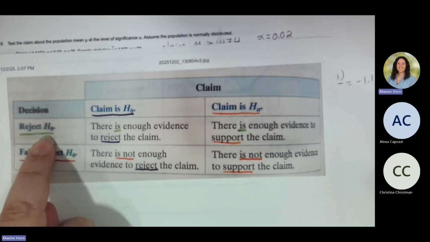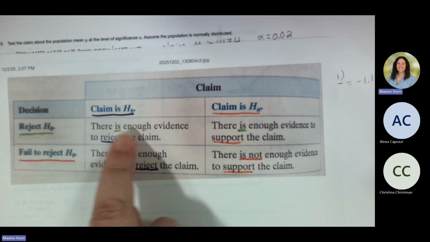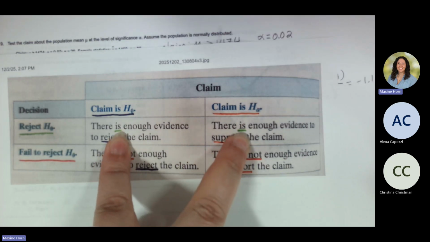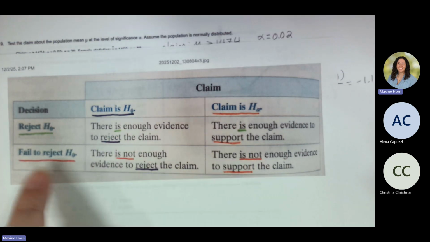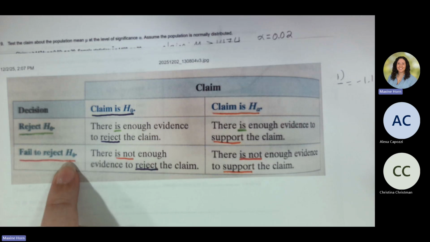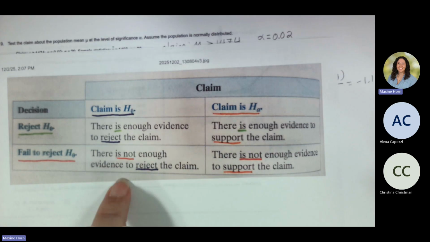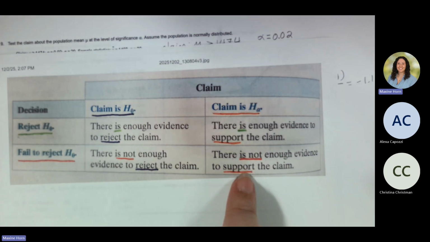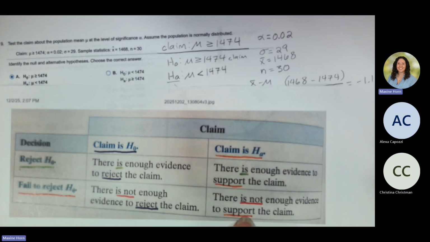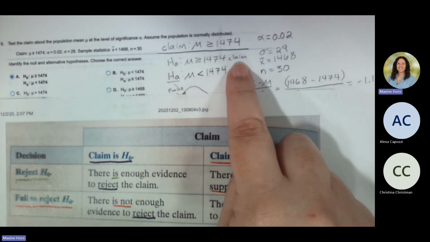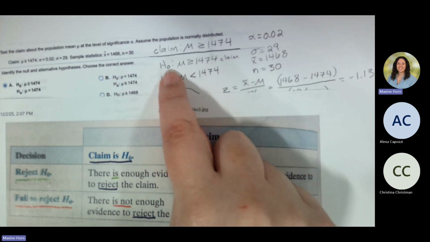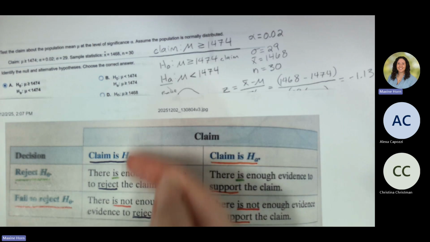If you are rejecting the null hypothesis, then you're going to say that there is enough evidence to do something. If you're failing to reject the null hypothesis, you're saying that there's not enough evidence to do something. And what is it you're doing? Well, that depends on if your claim was the null or the alternative, right? Okay, so was our claim the null or the alternative? Our claim was the null hypothesis.